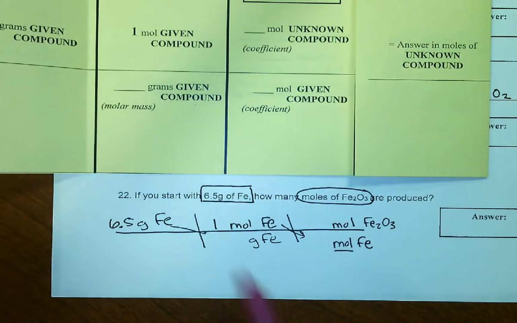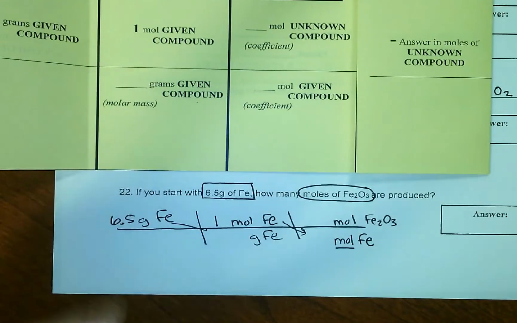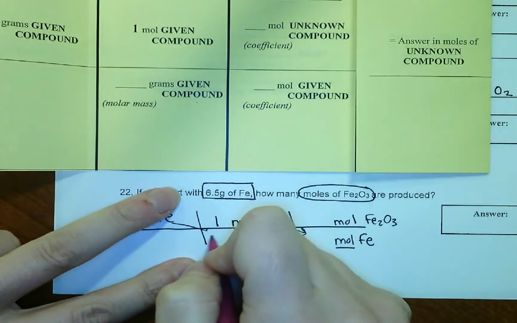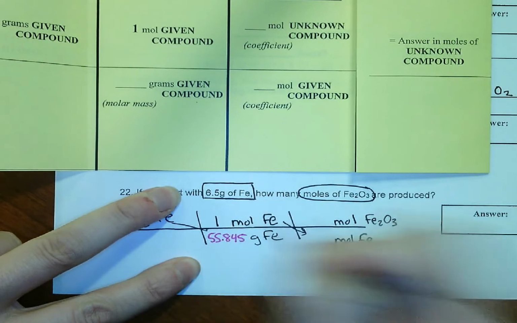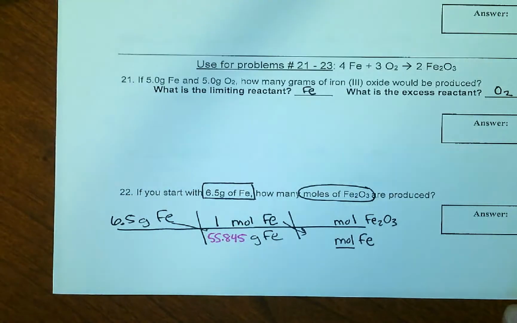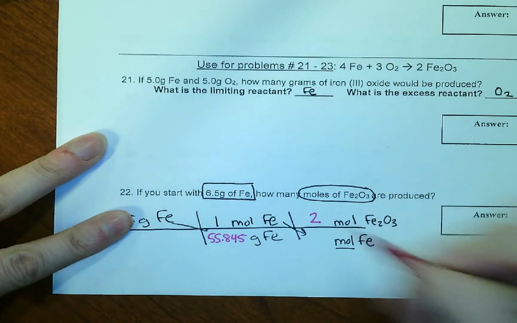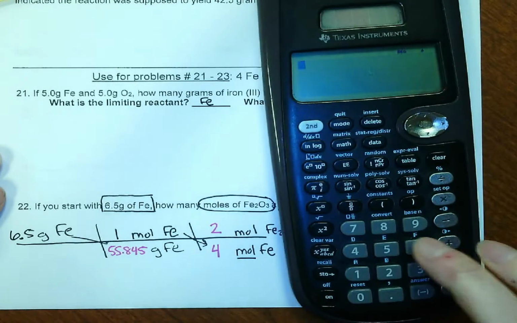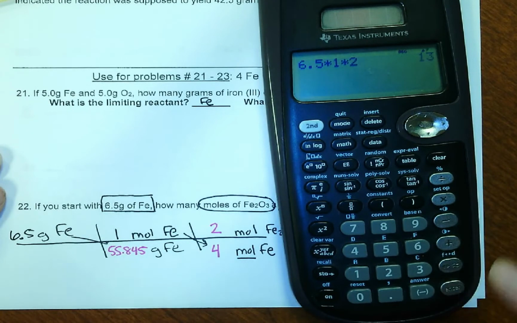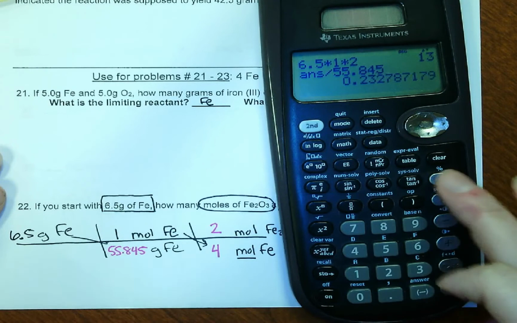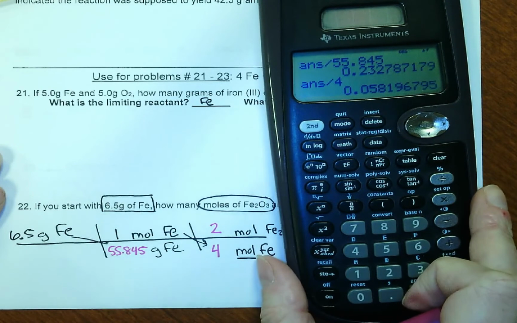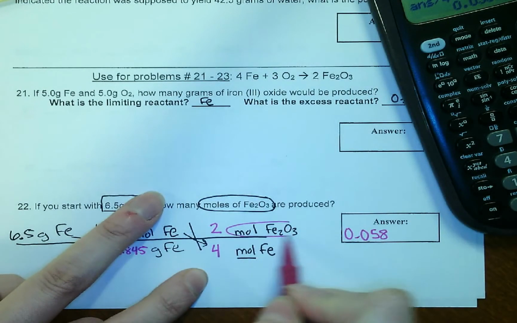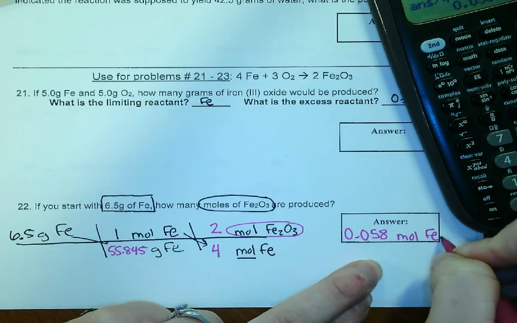Okay. So where it says grams, you need the molar mass, which for iron is right there, 55.845. I'm going to switch colors so we can see that. And then mole over mole gets the coefficients. So we look at the balanced equation, and in front of Fe2O3 on top I need to put the 2. In front of iron I need to put the 4, like that. Okay. So 6.5 times 1 times 2 divided by 55.845 divided by 4. You should get 0.058. And then your units are going to be right there. Moles Fe2O3.